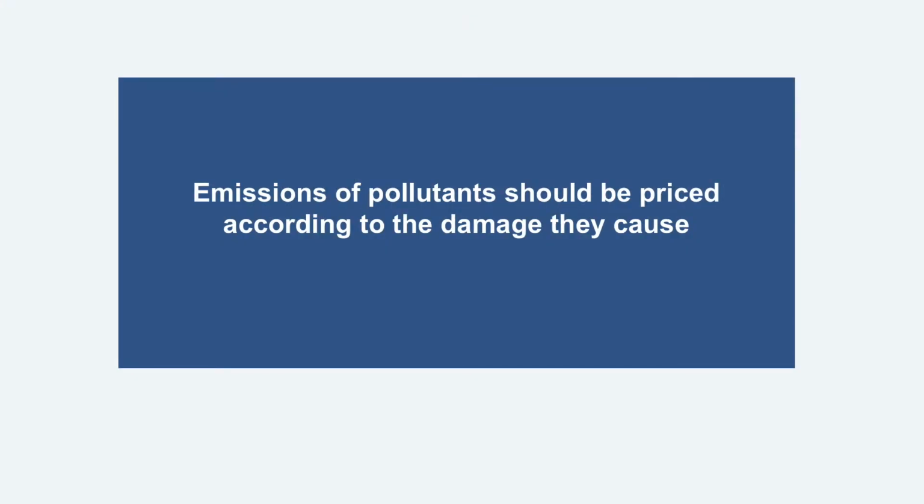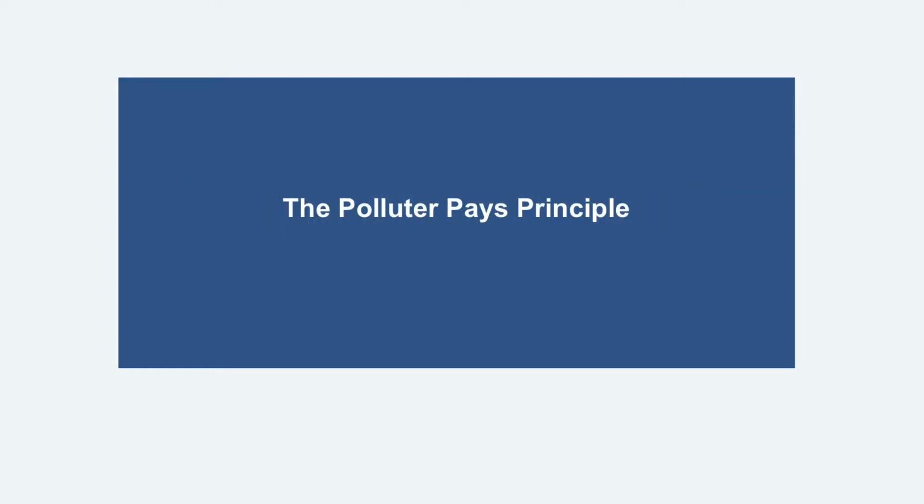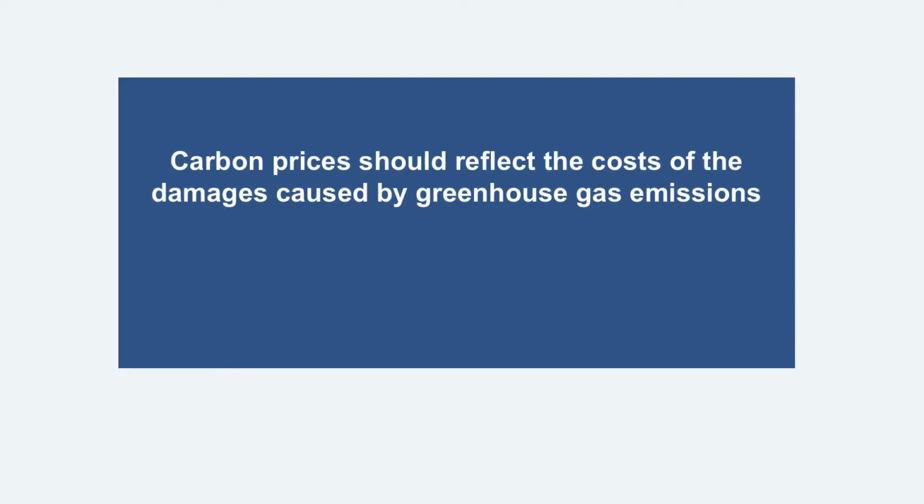It's a well-established principle of environmental economics that emissions of pollutants should be priced according to the damage they cause. This broad principle, which dates back a century or so, is commonly discussed in terms of Pigouvian pricing, after the economist who first made the case for it, or, more broadly, as the polluter pays principle. This principle implies that carbon prices should reflect the cost of the damages caused by greenhouse gas emissions. This cost of damages is usually called the social cost of carbon.